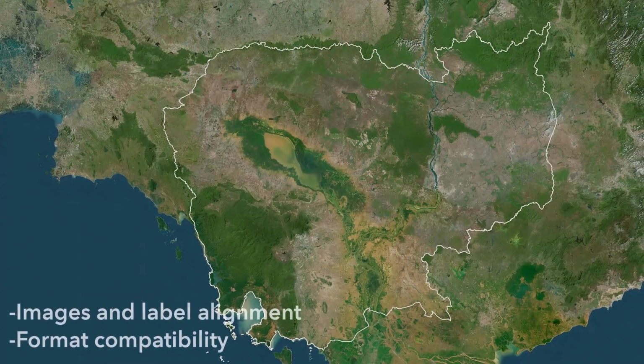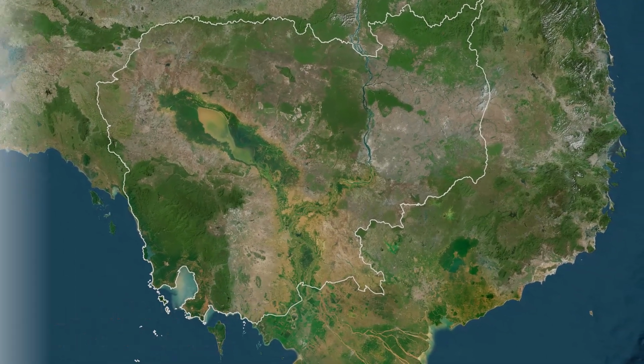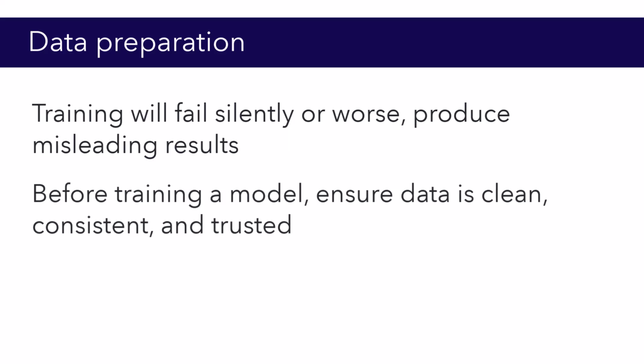If images don't align with labels, or the format doesn't match the framework required by the model, training will fail silently, or worse, produce misleading results. So before we train a model, we want to make sure our data is clean, consistent, and trusted.